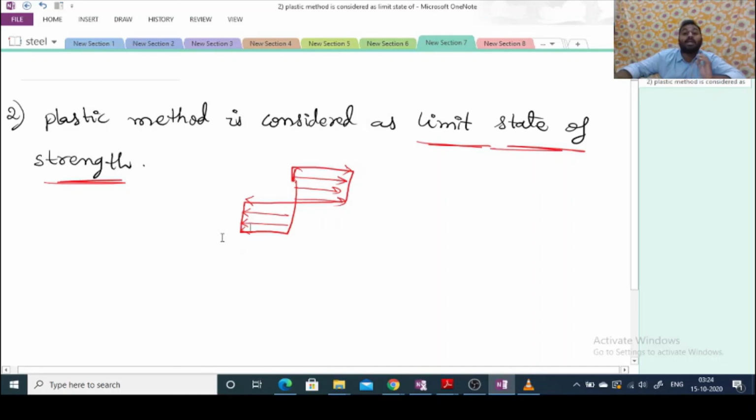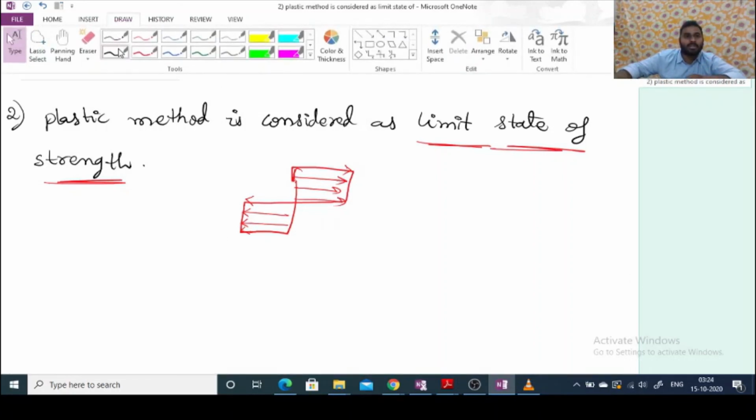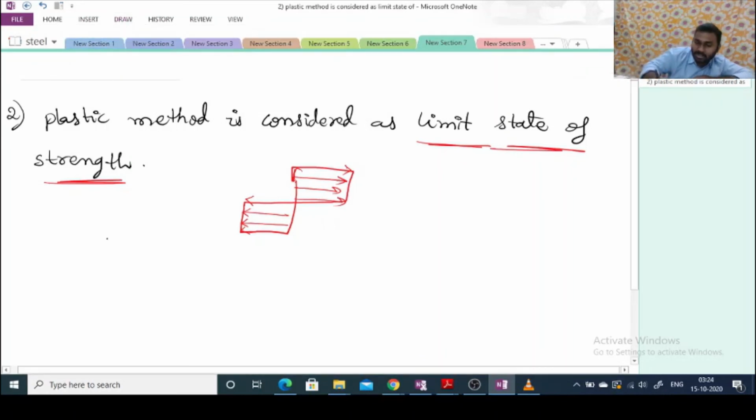Now let us see the limitations, and before going to the limitation, one more point is there. After discussion of that point, we'll go for the limitations in this plastic method. Now that is this method, plastic analysis and design.